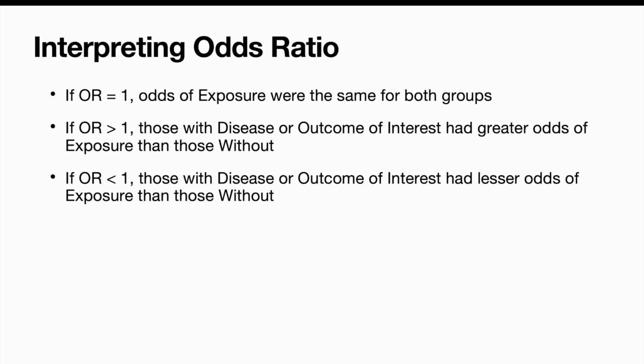Okay, so to find our odds ratio, it's just basically a cross products ratio, AD over BC. So when it comes to interpreting the odds ratio, remember if the odds ratio is equal to 1, that means the odds of exposure were the same for both groups. If the odds ratio is greater than 1, then those with the disease or outcome of interest had greater odds of exposure than those without. And if the odds ratio is less than 1, those with the disease or outcome of interest had lesser odds of exposure than those without.